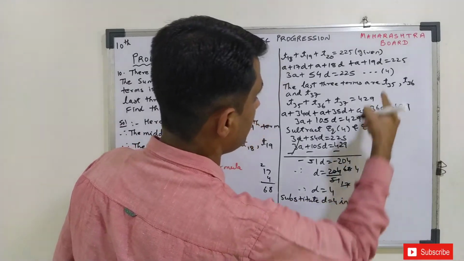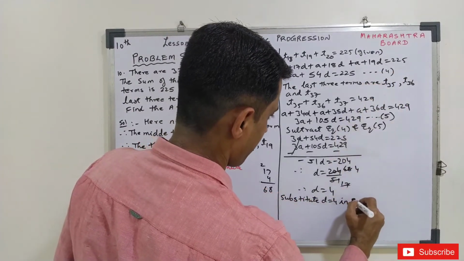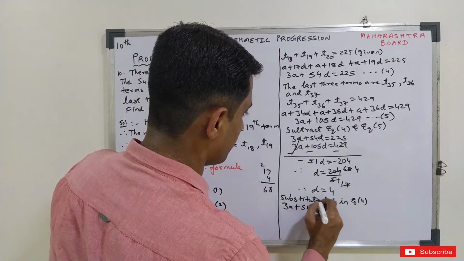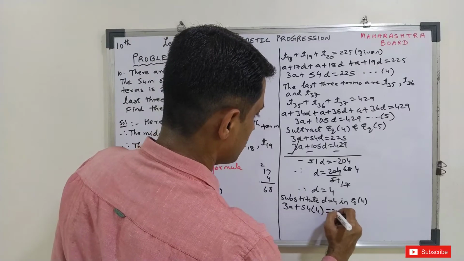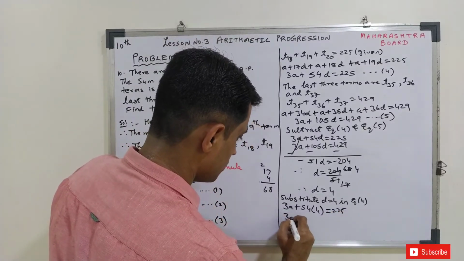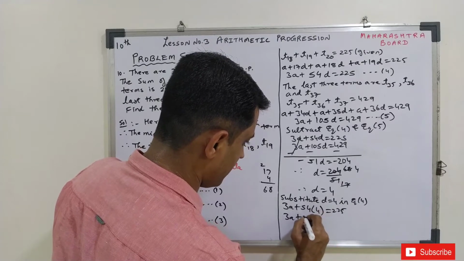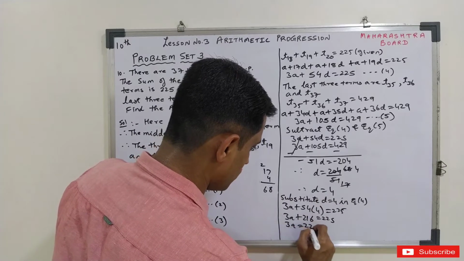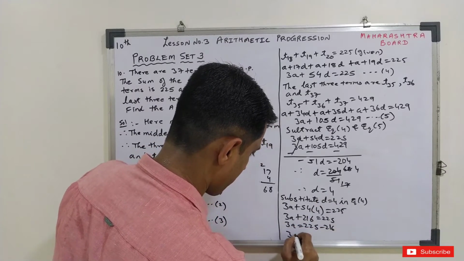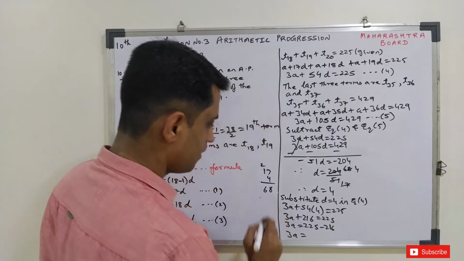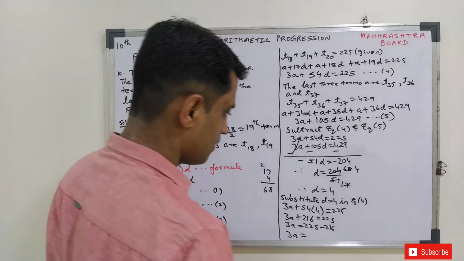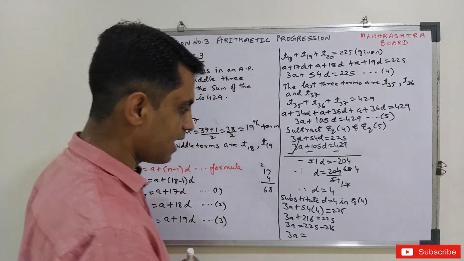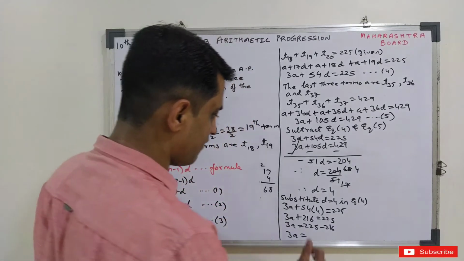D is equal to 4 in equation number 4. So 3a plus 54 into 4 is equal to 225. So 3a plus 4 fours are 16, 5 are 20, 21. So 3a is equal to 225 minus 216. So 3a is equal to 17, 18, 19, 20, 21, 22, 23, 24, 25, 9.